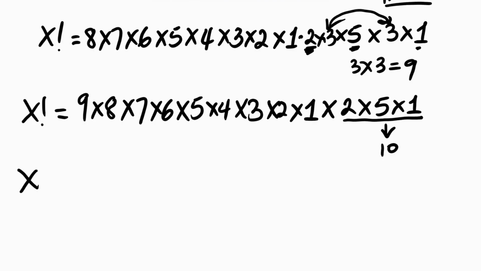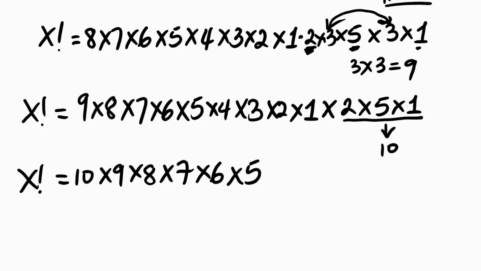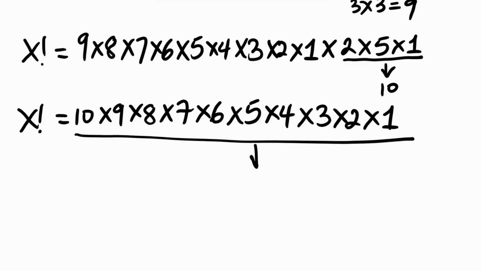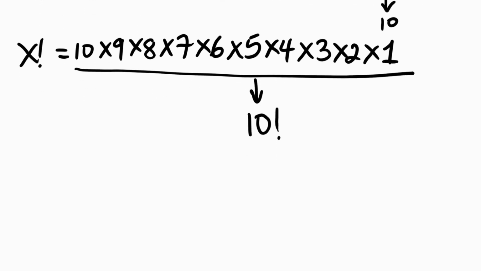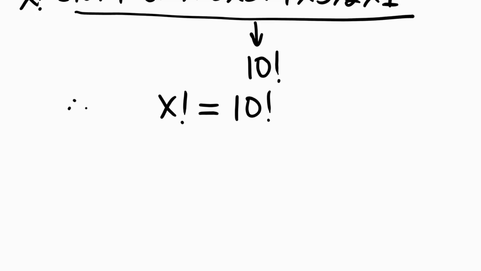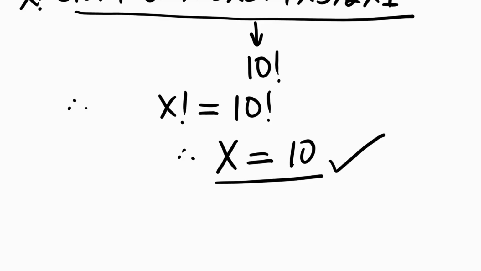Okay, so now x factorial becomes 10 times 9 times 8 times 7 times 6 times 5 times 4 times 3 times 2 times 1. Right, so what we have here is the same thing as 10 factorial. So as it is, x factorial now is equal to 10 factorial. So if x factorial is equal to 10 factorial, that means our x is equal to 10. And that is our answer.